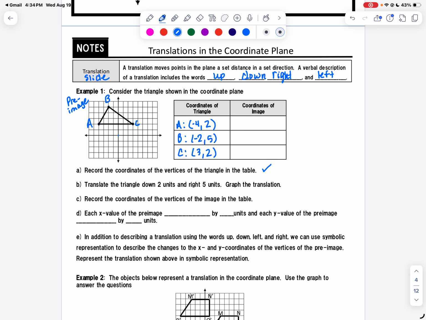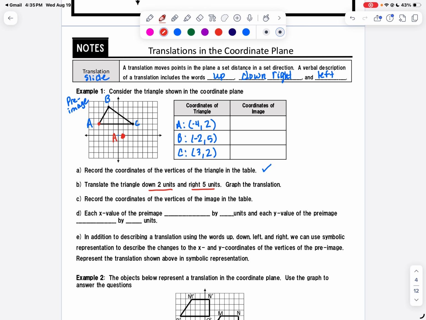We recorded the coordinates of the vertices of the triangle. All right, now in part B, they want us to translate this triangle down 2 units and to the right 5. Graph the translation. So let me change colors of pen here. So I'm going to take point A, and it says to move it down 2 and right 5. So if I start at point A and I go down 2 and then right 1, 2, 3, 4, 5, I would end up right here.